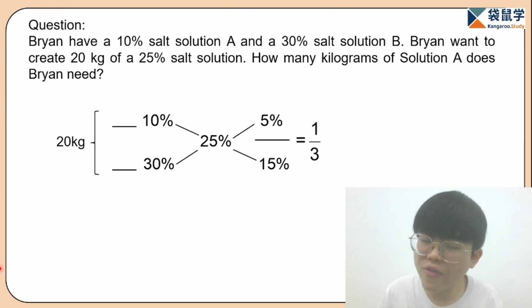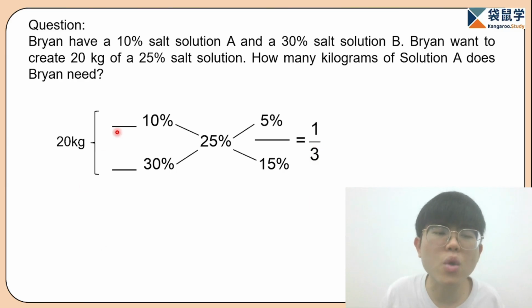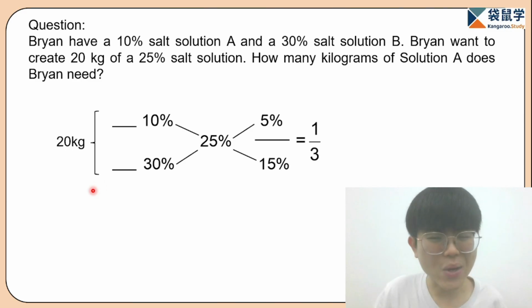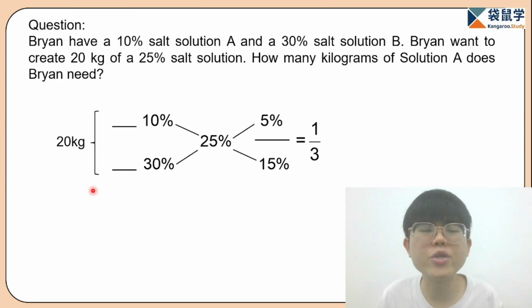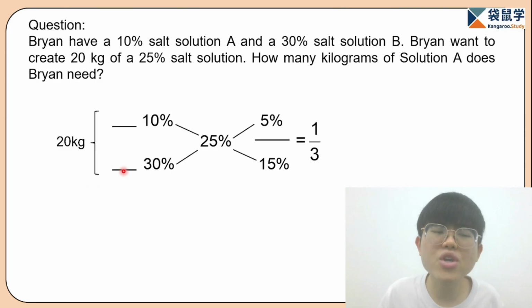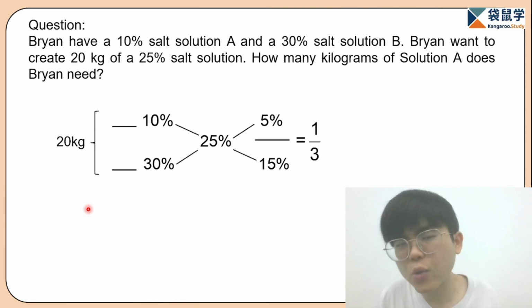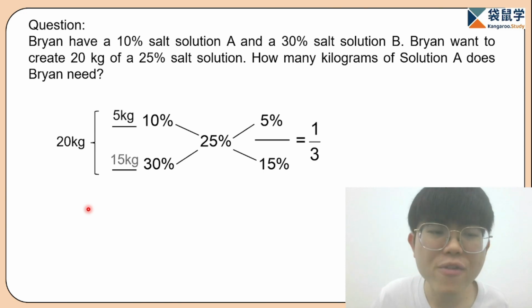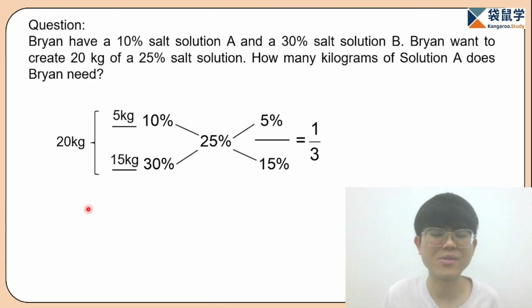So since we have found the ratio is 1 to 3, it also means that the ratio of these two solutions is also 1 to 3. So in this question, we can take the ratio as units, which means that this is 1 unit, this is 3 units, and the sum of them is 20 units, which means that the first one, solution A, should be 5 kg, and solution B should be 15 kg. And that's how we solve this question using the cross method.